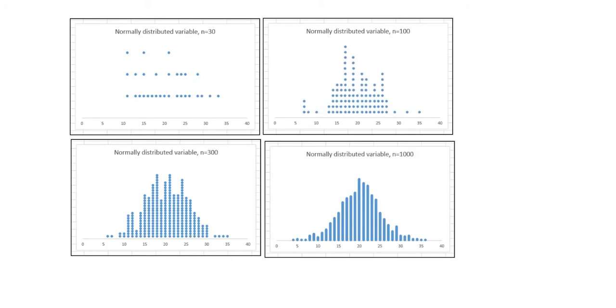And one of the things that we have to be careful of is not to jump and say, oh, look, it's not perfect, therefore it's not normal, right? We're looking for something that normal is a reasonable model for. And while it's not perfect, that's a reasonable model here with a sample size of 100.